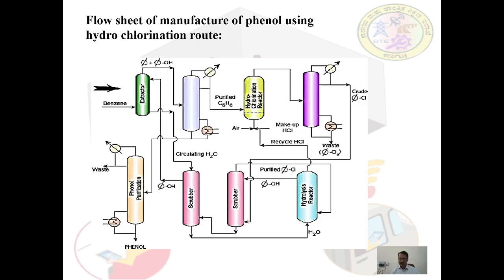Right? So this is the process taking place in phenol production by the Raschig process or hydrochlorination route.